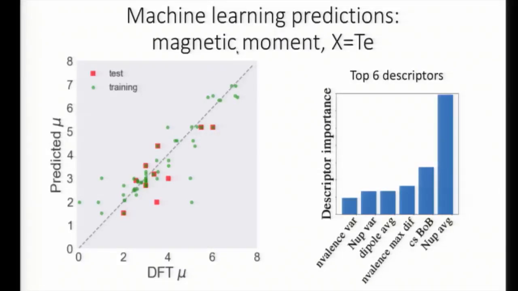One of the nice things about this random forest model is that you can use it to extract feature importances. By doing an analysis on a random forest, you can say the number of spin-up electrons, the average of that value, is the most important descriptor in making my fit work well. The next most important descriptor is this thing I call CS-BoB, the chemical space bag of bonds descriptor, which I can explain to you in some detail later if you like. Other important descriptors include the number of valence electrons, the dipole polarizability, and the variance of the number of spin-up electrons.